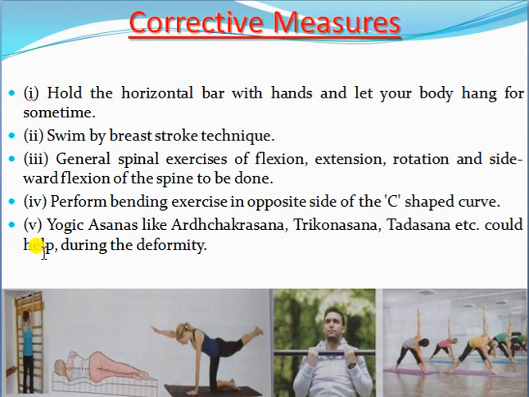Yogic asanas like Ardha Chakrasana, Trikonasana, Tadasana, etc. could help with the deformity. If you have scoliosis, whichever direction it is in, just do the opposite exercises, or do the exercise in the opposite direction. That can correct the scoliosis problem.